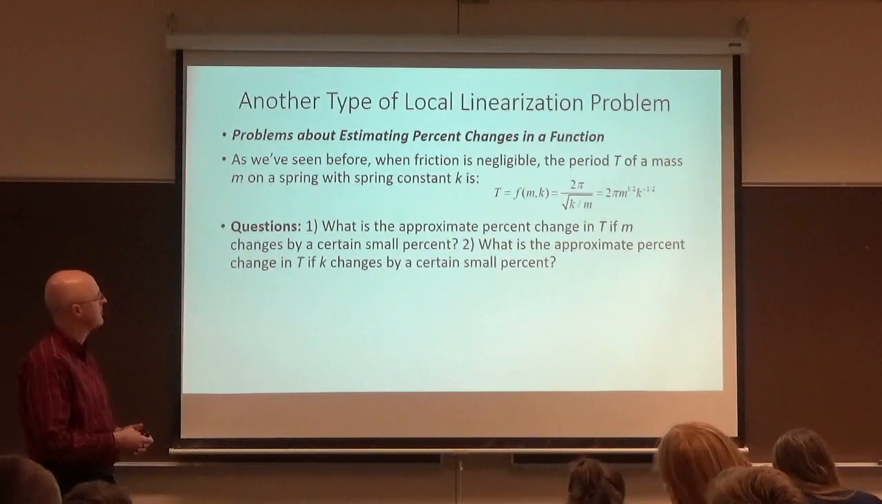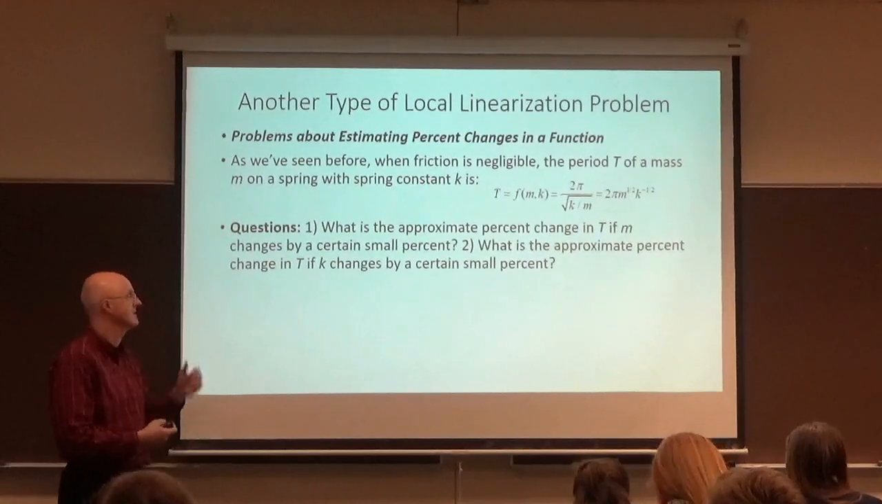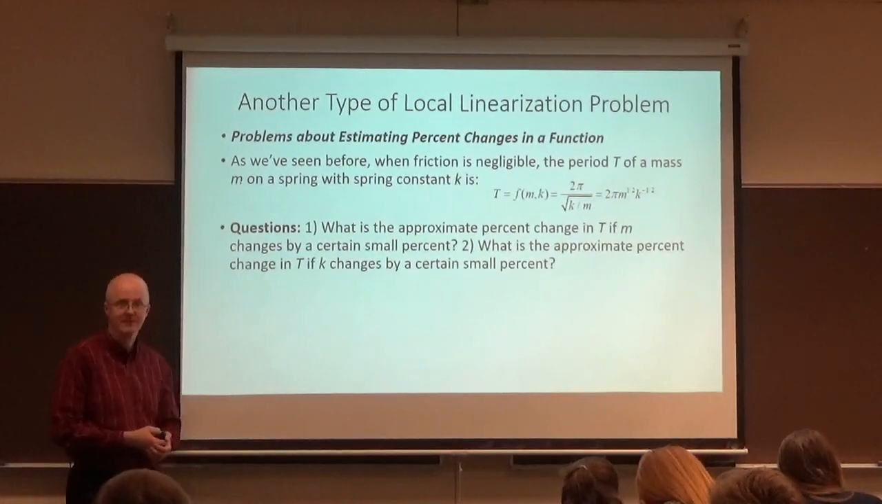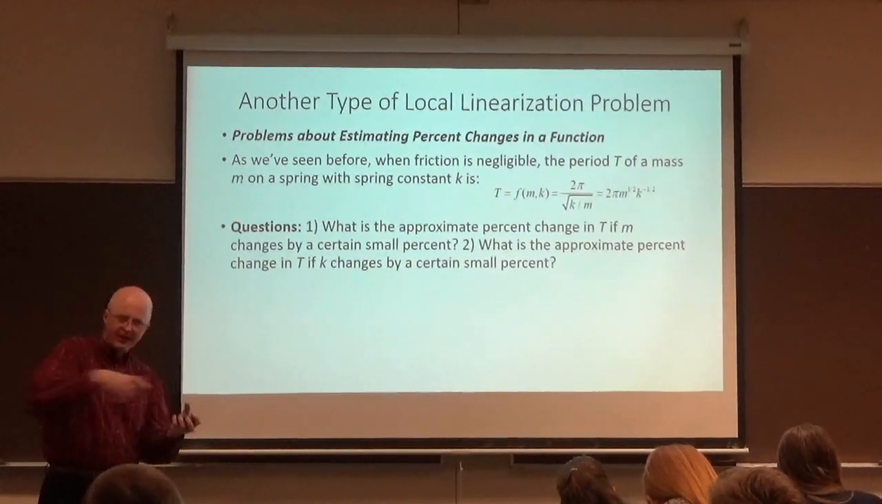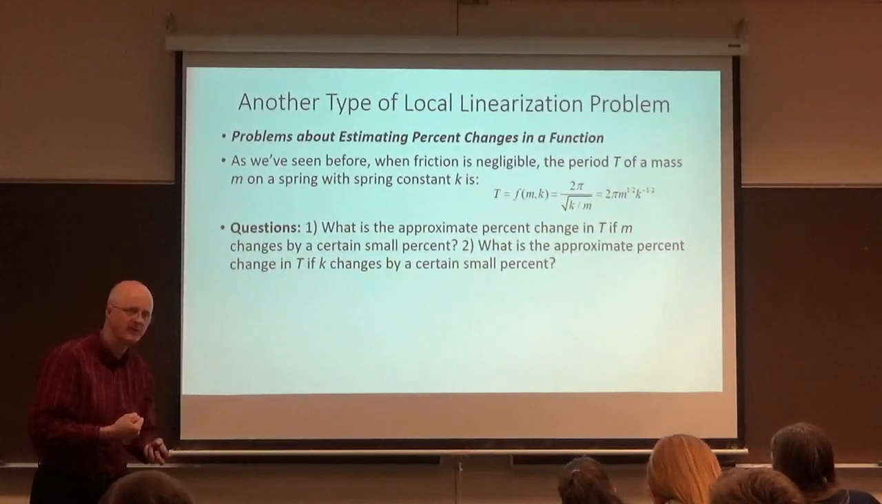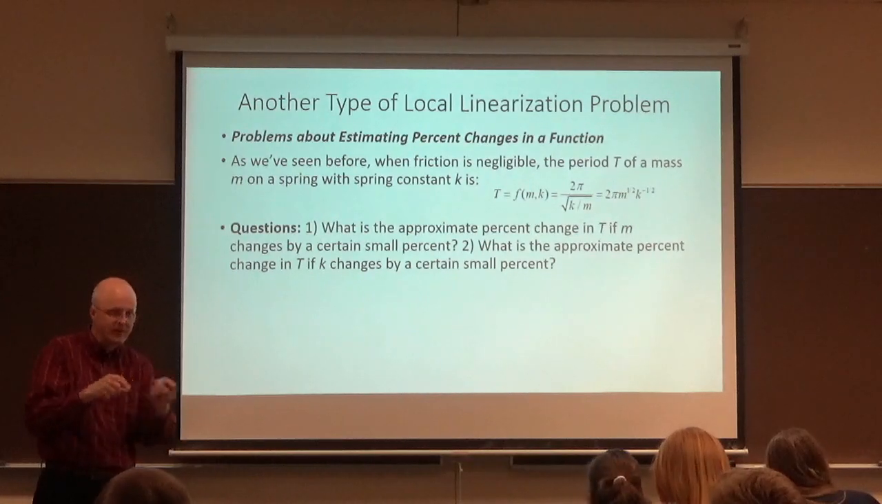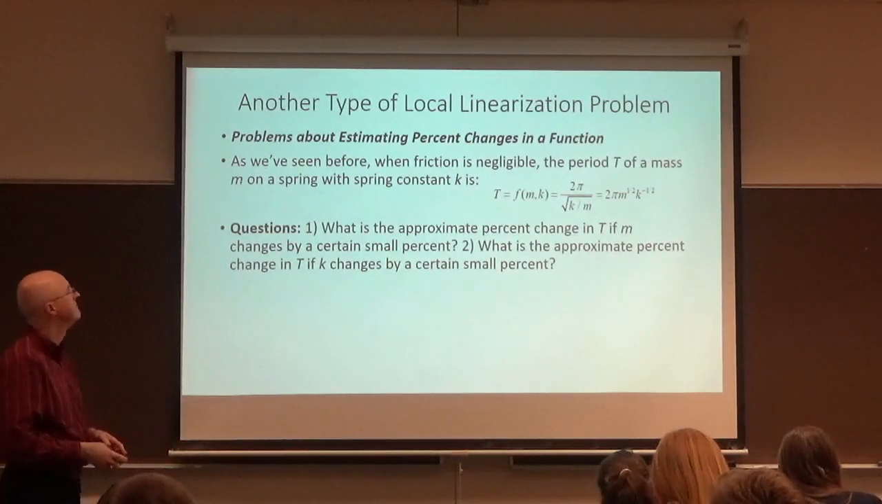Second question would be, what is the approximate percent change in the period if k changes by a certain small percent? K is the spring constant. Bigger k's are like stiffer springs, they're stronger, they have a larger restoring force. Smaller k's are weaker springs like Slinkies. Okay?